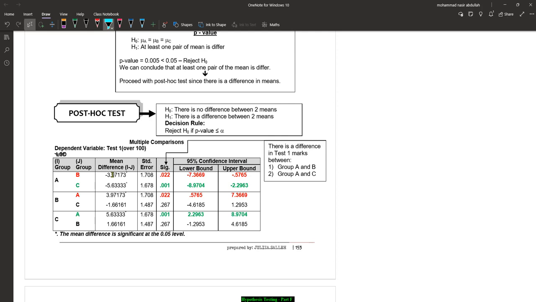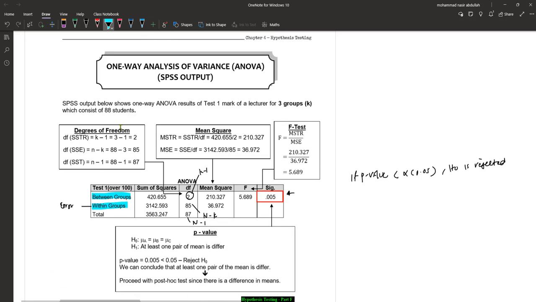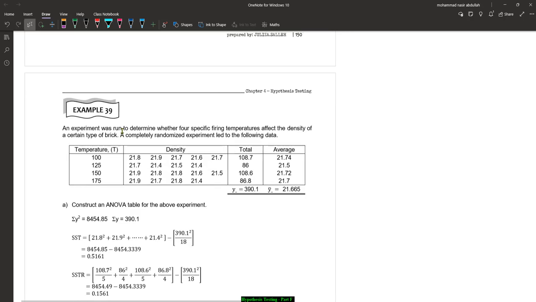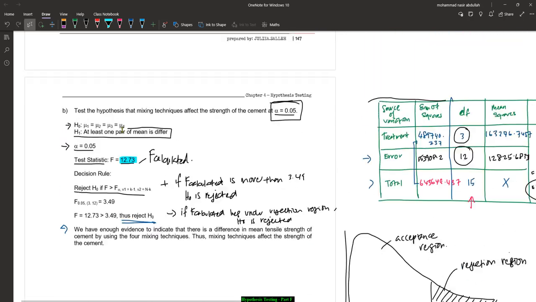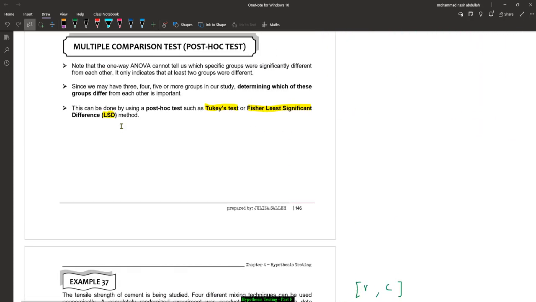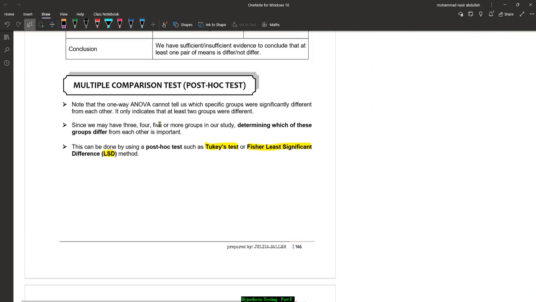Oops, tak boleh padam pula. Right. Ini dia guna LSD, right? Least significant difference, right? Kita ada beberapa, kita ada Tukey test, least significant difference, right?